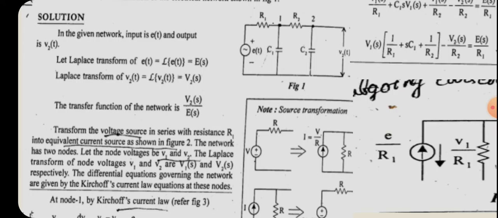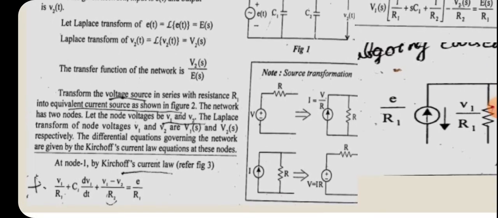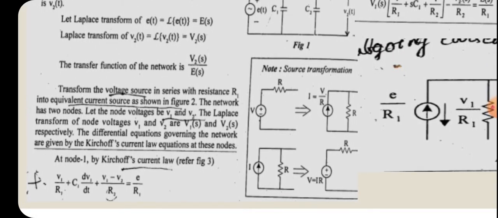There is a method, the source transformation technique, by which the voltage source can be converted into a current source. How can we convert the voltage source into a current source? A voltage source with a series resistance can be converted into a current source with a parallel resistance by applying Ohm's law. The source transformation technique is shown in figure 2.